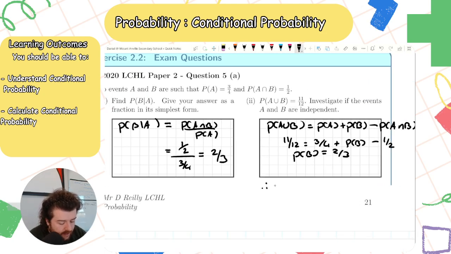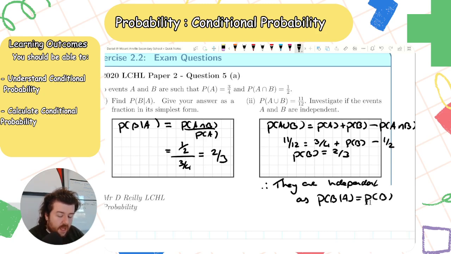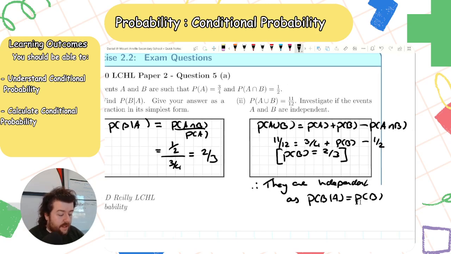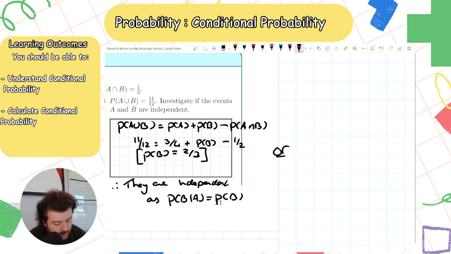Right? Well, they are independent, as probability B given A is equal to the probability of B. They both equal 2/3, right? So B given A is equal to 2/3, probability B is equal to 2/3. So therefore they're independent. Or we can just test whether the probability of A intersection B equals probability A times probability B.